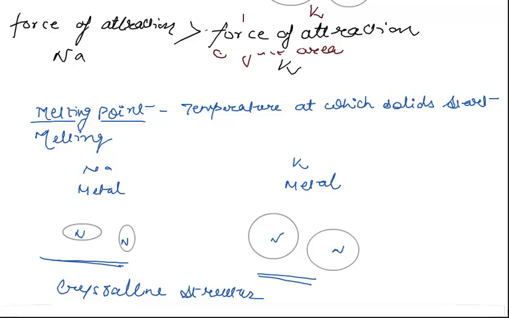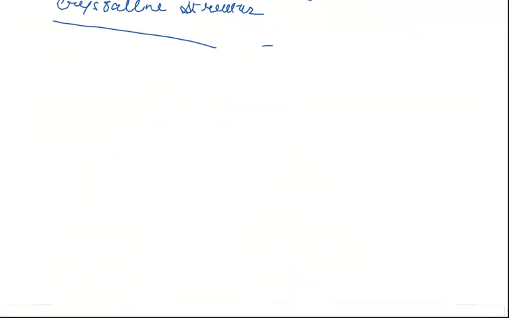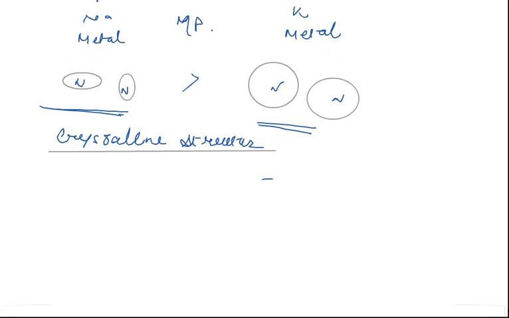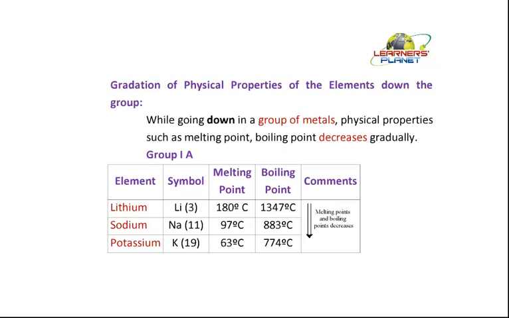So again, the force of attraction between the two atoms is more in case of sodium, whereas it is less in case of potassium. Okay, so which will have a higher melting point? Sodium. Now that's what is said here, that the melting and the boiling point decreases gradually. I hope you understood this concept.